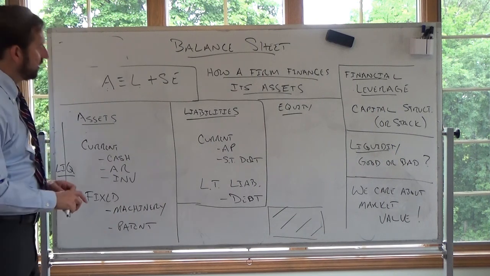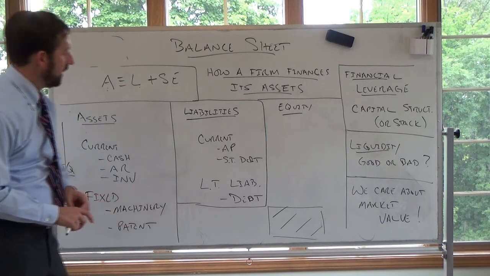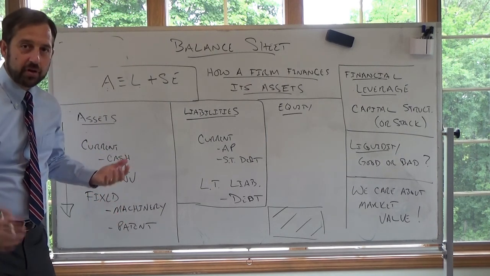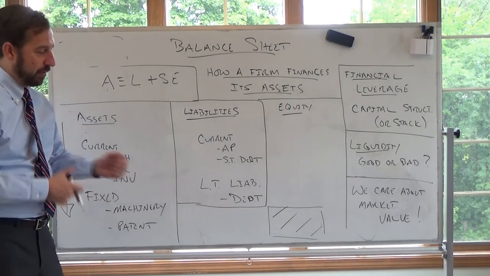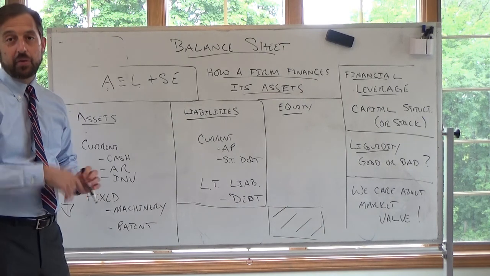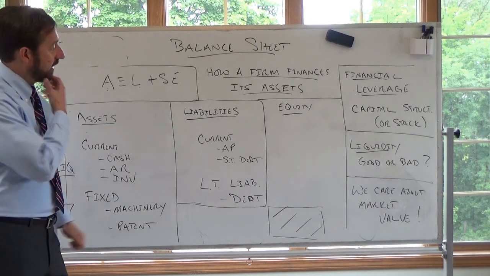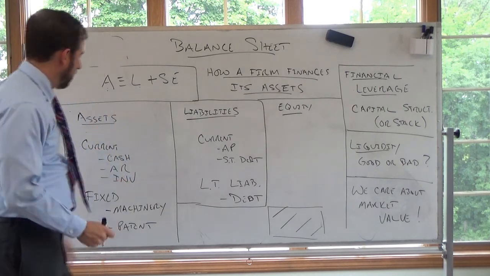Okay, so we have our assets over here. Liabilities we also list as current, long-term. Examples of current would be accounts payable, any sort of short-term debt that we have to pay in less than a year. Long-term liabilities are debt that we'll have to pay in longer than a year. Not important, but you'll see this term.